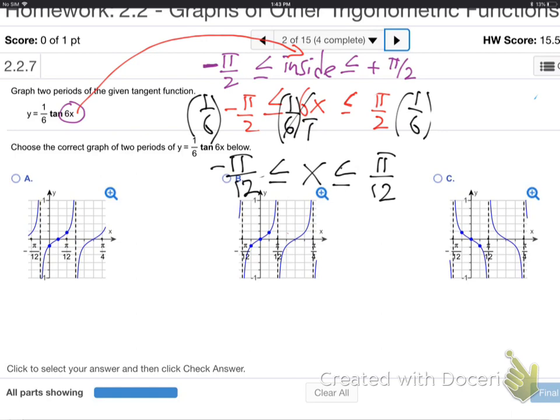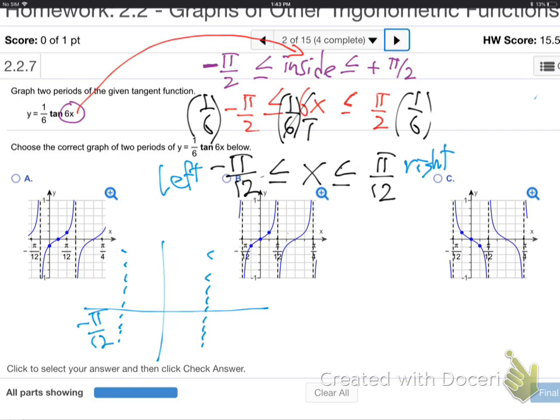Okay, so where are we at now? What did we just do? This is the left, negative pi over 12, and this is the right, positive pi over 12, dotted lines. We found the left and the right dotted vertical asymptote lines. So the real graph, the true answer, is going to have dotted lines at minus pi over 12 and positive pi over 12, and in between it'll have a snake right in the middle.